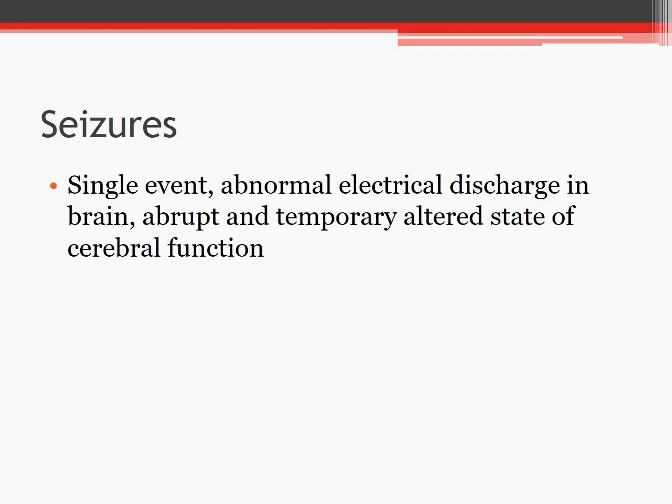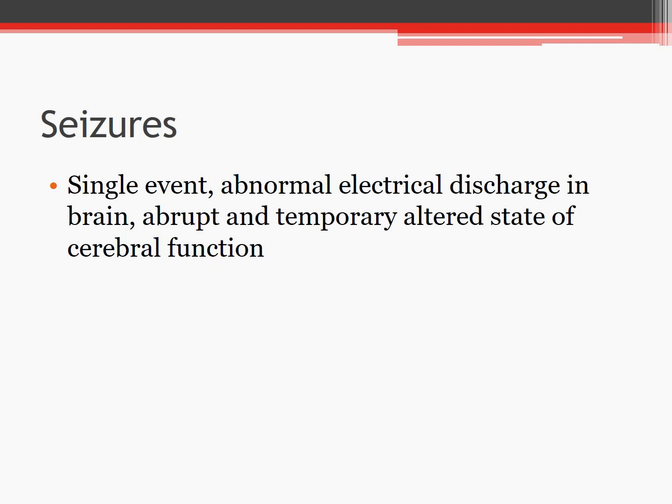Okay, seizures. A seizure is a single event. It's abnormal electrical discharge in the brain. It's abrupt, it comes on suddenly, it's temporary, and it leads to an altered state of cerebral function. We know that just because someone has a seizure, it does not mean that they have developed epilepsy. We want to be cautious in identifying someone as having epilepsy because then they end up with many restrictions in their life.